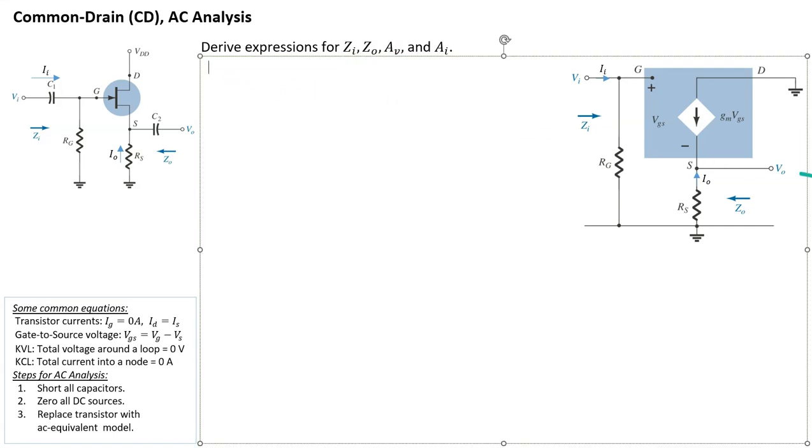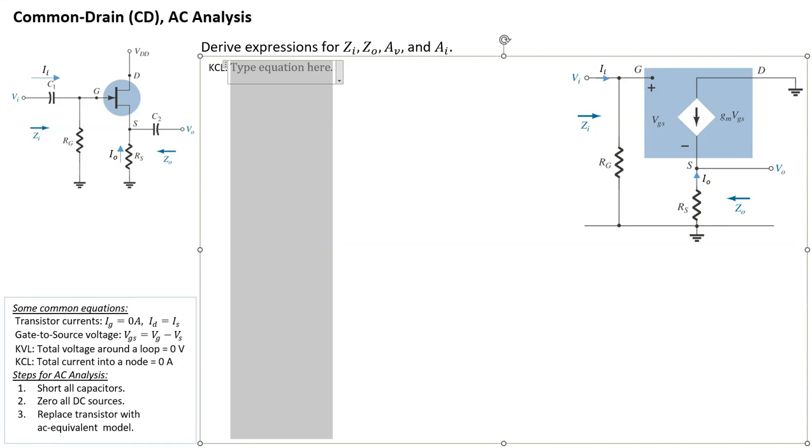So let's start with IO. IO is a current that flows, in this case, going up. There's nowhere else to go but continue through here and into the drain. If you notice, there is a downward current GM VGS that is in the opposite direction to IO. So IO is simply the negative of GM VGS.